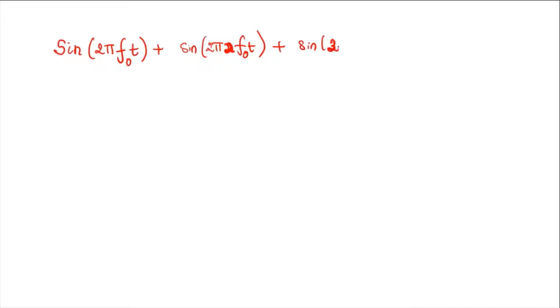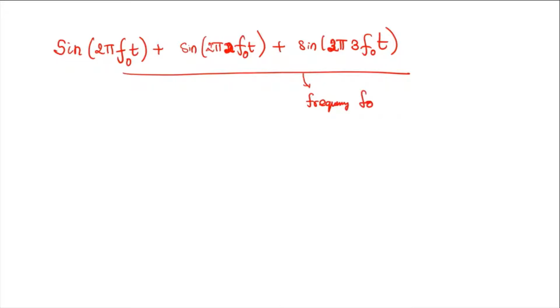Let's look a little bit more deeply into this. I want you to verify for yourself that sine of 2 pi times f naught times t, plus sine of 2 pi times 2 times f naught times t, plus sine of 2 pi times 3 times f naught times t has the same frequency f naught. It's all periodic.